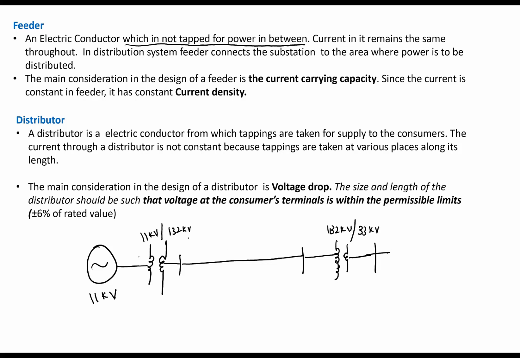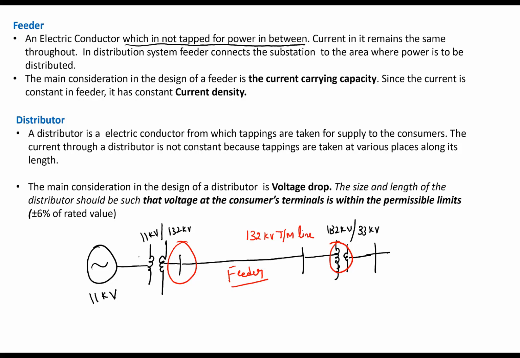From this point to this point, nobody is tapping the power from this 132 kV transmission line. Since nobody is tapping the power in between, I can call this one a feeder. A line not tapped for power in between is called a feeder.